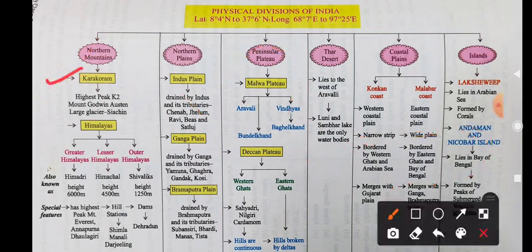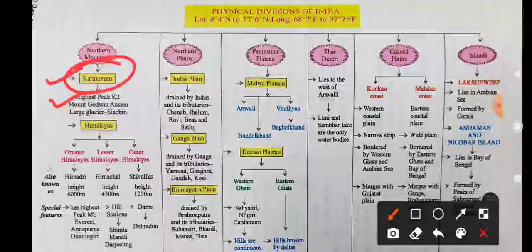There is a Karakoram range. It is in the upper part of Jammu and Kashmir. In this Karakoram range, you will get the highest mountain peak of the Himalaya. Generally, you know Mount Everest, which is the highest mountain peak of the world, located in the Himalaya, but it is located in Nepal, not in India.